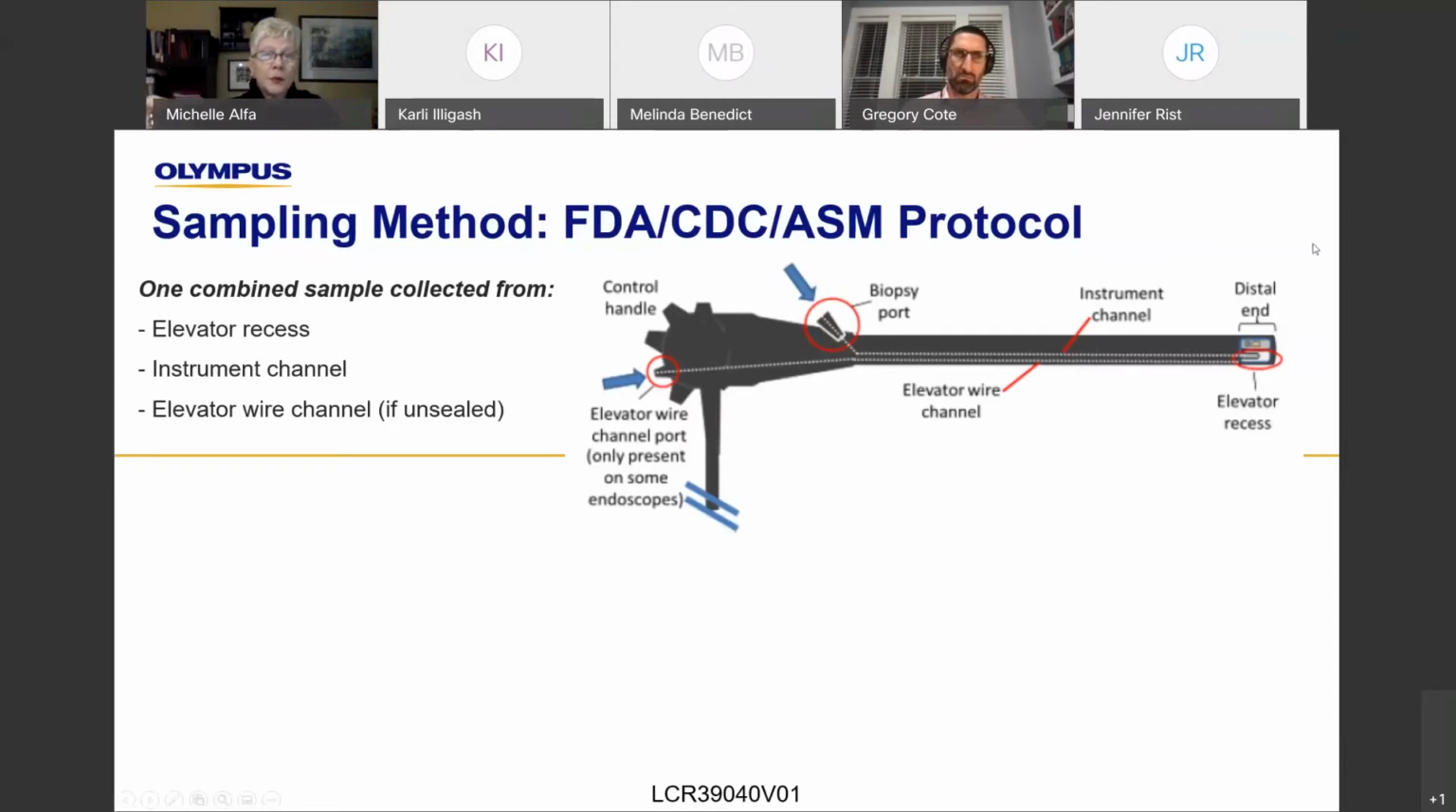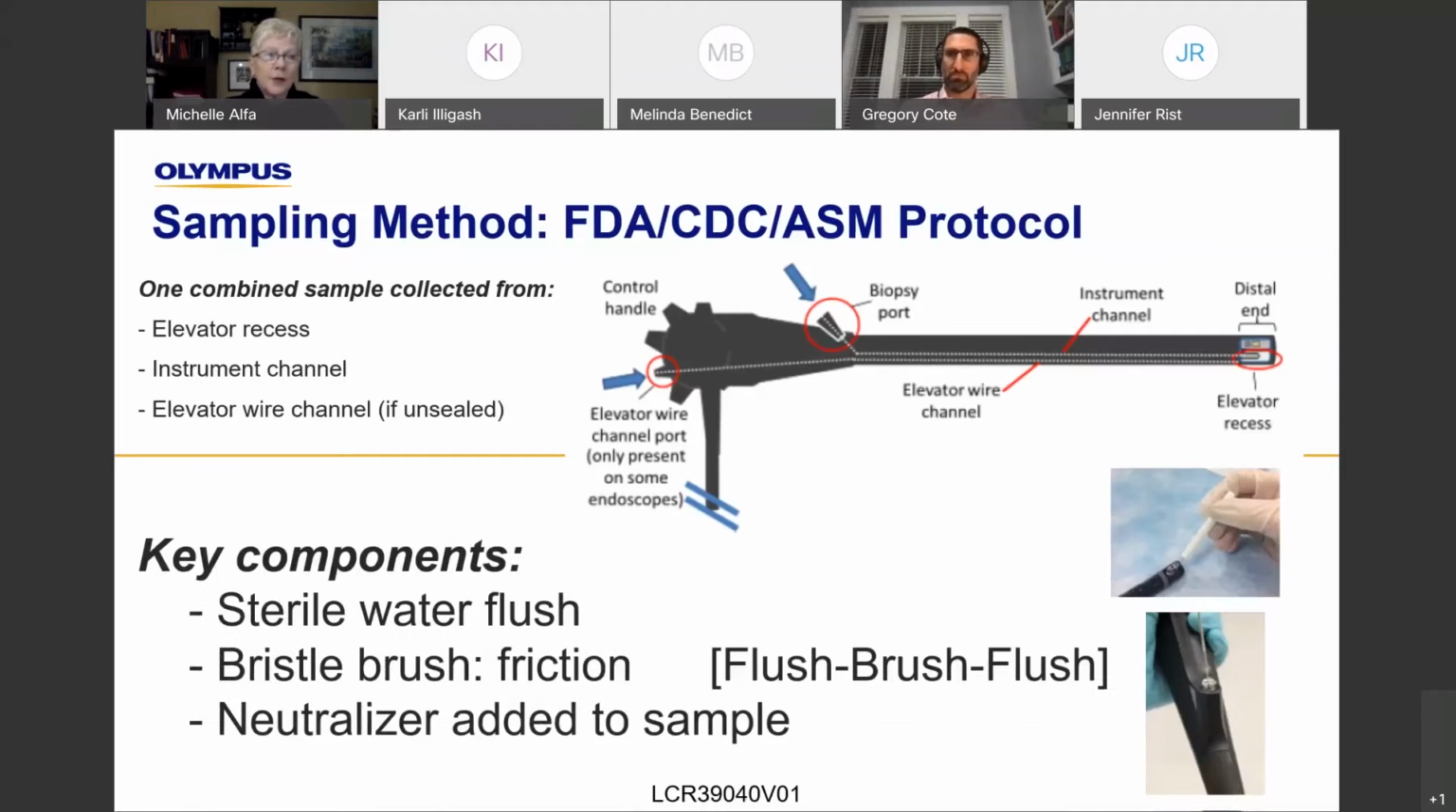Now, it depends on your duodenoscope model. If you have one that has an unsealed elevator guide wire, a sample would also be taken from that unsealed elevator guide wire, and that's again shown there on the left side from the elevator wire port down to the distal end. And all the components taken from these various places would be pooled into one sample so that you're assessing those components of the duodenoscope.